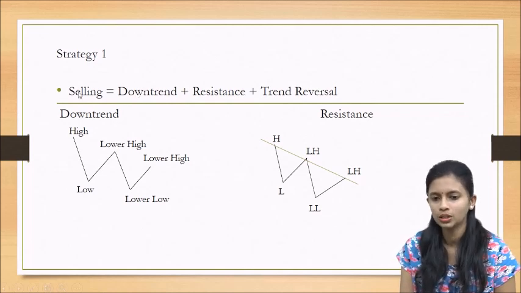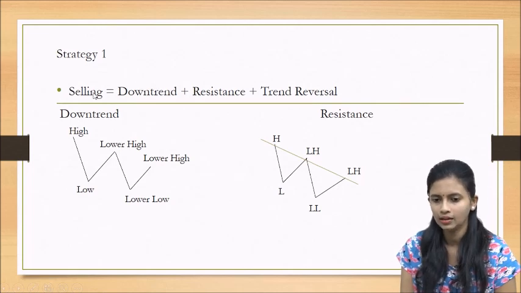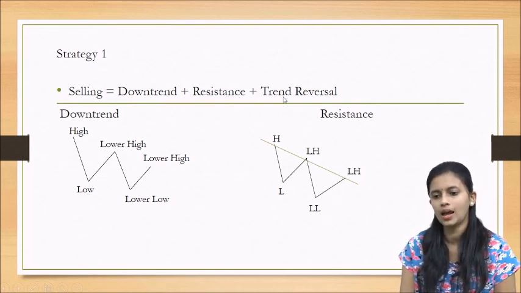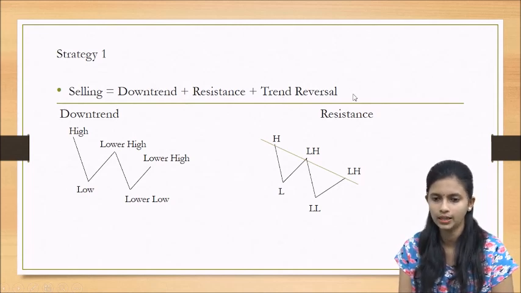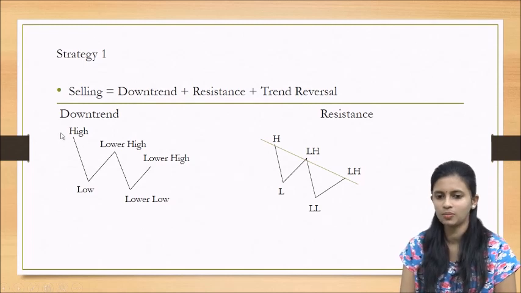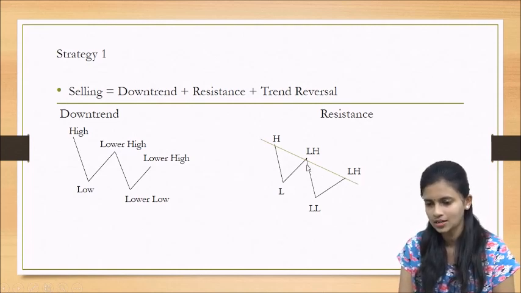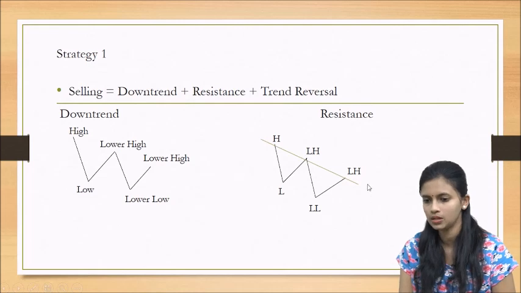Next, let's move on to the selling side. That is, if you are looking for a selling opportunity, then the three conditions that are required to be met are the downtrend, plus there has to be a resistance, and then, similar to the buying opportunity, here also a trend reversal pattern should be there. Downtrend means what? There has to be high, low, lower high, lower low, and then again lower high. And this trend line that you draw is a resistance line, and there have to be touches in all 3 points. Then only you can say that there is a proper resistance.